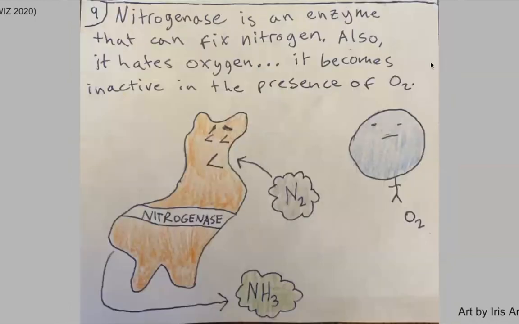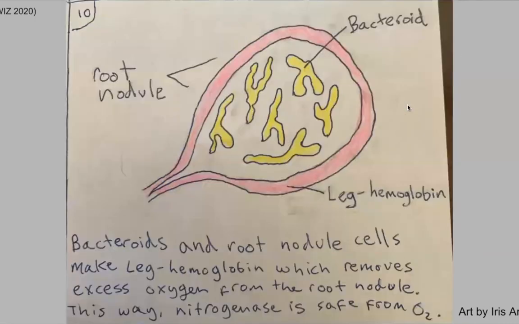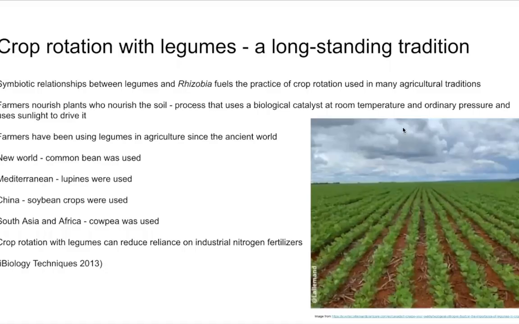Nitrogenase is responsible for the actual fixation of nitrogen into ammonia. This enzyme is very sensitive to the presence of oxygen and will actually become inactive when exposed to any oxygen. To avoid this, the bacteroids and the legume cells work to form a pink pigment, leghemoglobin, that is an oxygen scavenger that removes any excess oxygen from the nodule cells. So that's how that works.